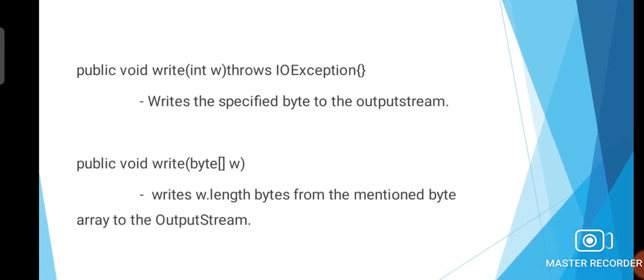Another important method is the write method. There are two write methods. The first write method writes the specified byte to the output stream, and the second write method writes a fixed number of bytes, where the bytes can be mentioned as an array, and this amount of data bytes can be written onto the output stream.